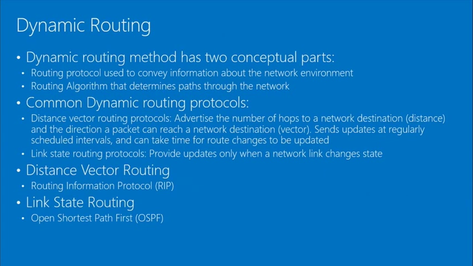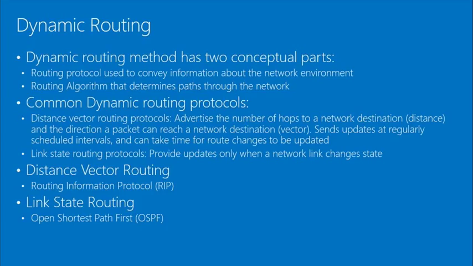So dynamic routing. Dynamic routing has two conceptual parts to it. A routing protocol used to convey information about the network, and then an algorithm to determine what's the best path. And that algorithm asks: is the road bad? Is the road overloaded? Is there bandwidth? That goes back to the traffic analogy. Is there a road? Maybe the road's closed.